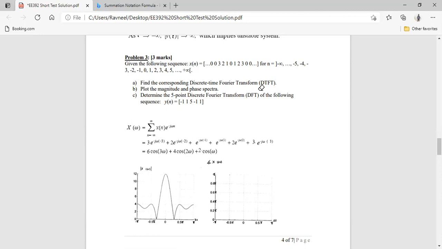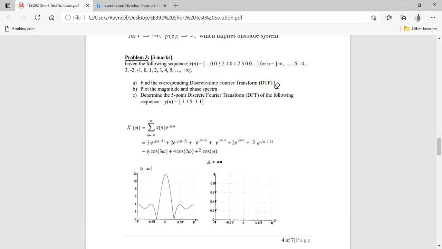Most of you took this sequence and utilized it in part A in your exam paper. Or some of you utilized this sequence and computed both A and C. That is one of the mistakes you can see. Your x of n is different, your y of n is different. You need to compute the DTFT for x of n, while you need to compute a DTFT for y of n.